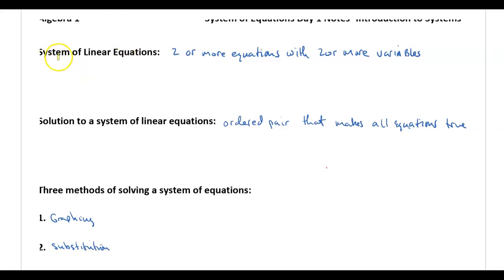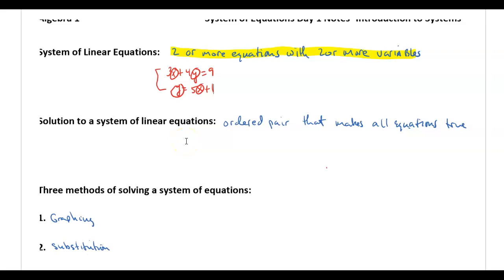A system of linear equations is two or more equations with two or more variables. What this means is I can have an equation such as 3x plus 4y equals 9. Then I can have another equation with y equals 5x plus 1, right? If you look, I have two equations and I have two variables in each equation. That's what we call a system of equations.